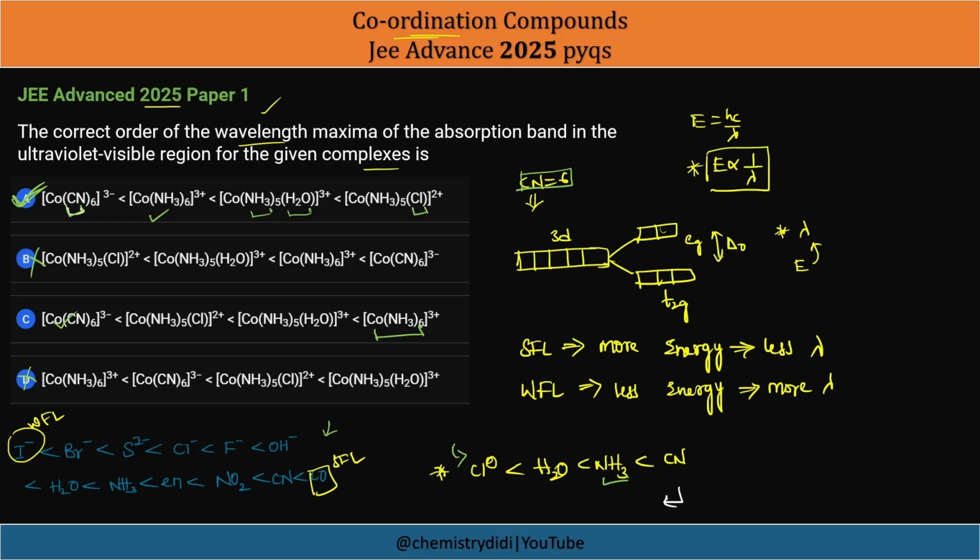And you just need to compare the energy gaps. The energy levels depend on the ligands. If it is a strong field ligand, there is a larger energy gap, so more energy means less wavelength. If it is a weak field ligand, there will be a smaller energy gap, which leads to a longer wavelength. So that's how we have compared.